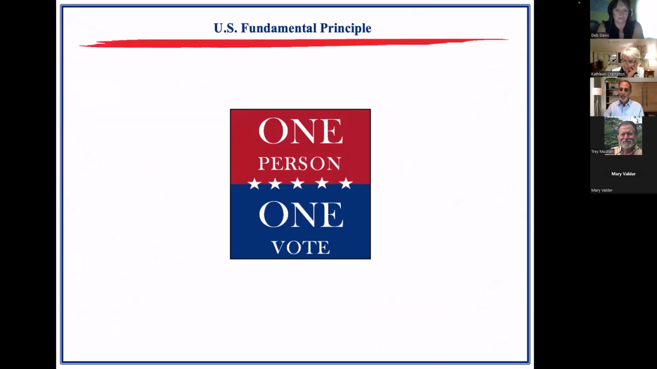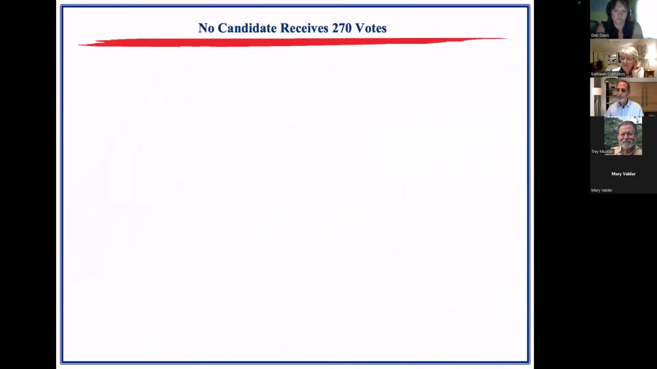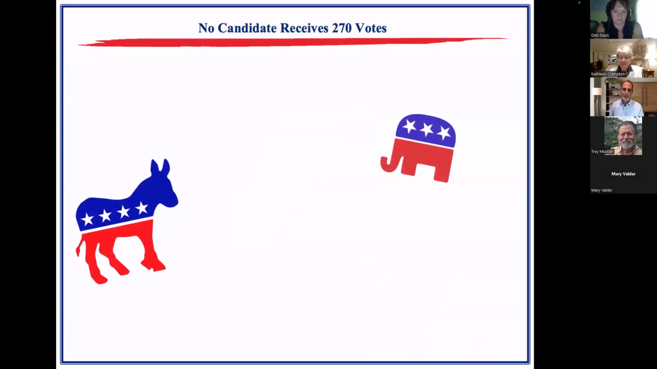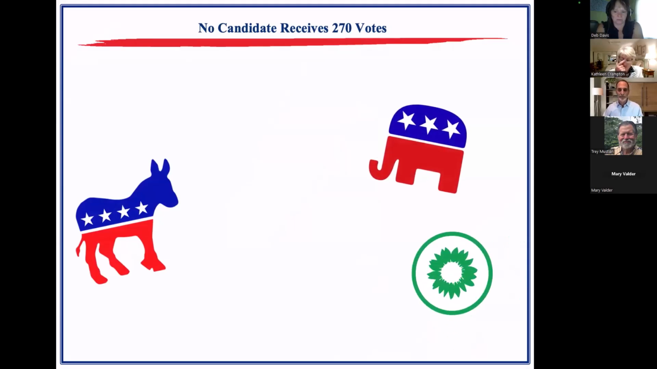Think about this. What happens if nobody receives 270 electoral votes? Who decides the election? What decides the election? Well, here's a little example. We have a Democratic, Republican, and some third-party candidate.